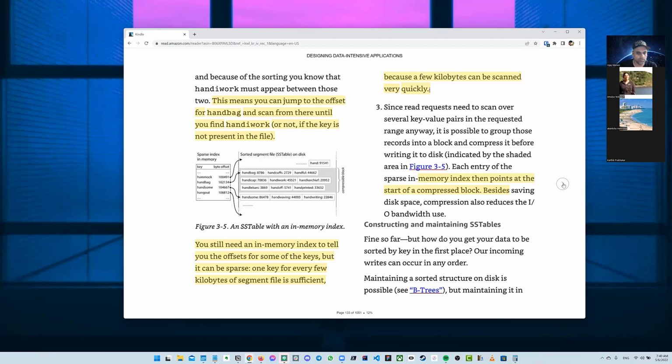So to optimize that, one optimization is that the keys can be stored in a sorted way. Then that becomes a sorted string table. That's called the SS table.